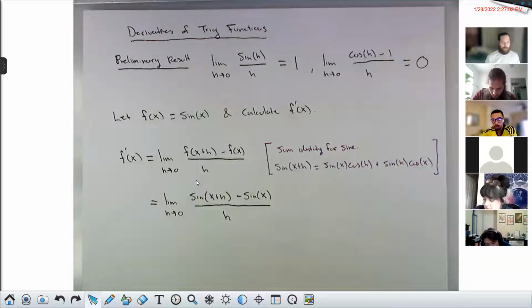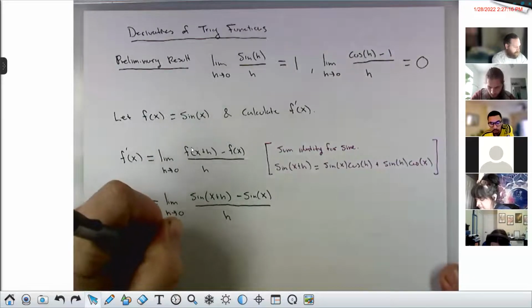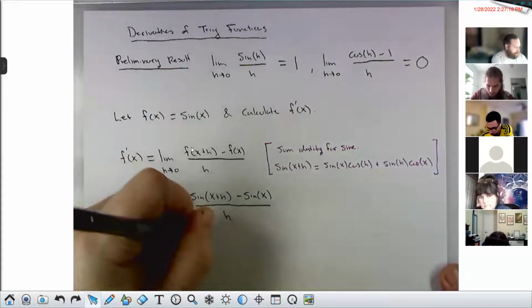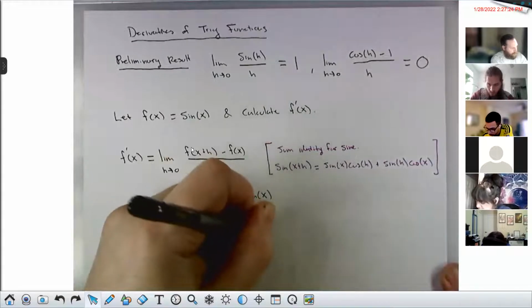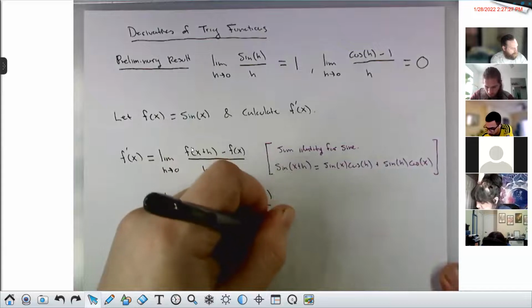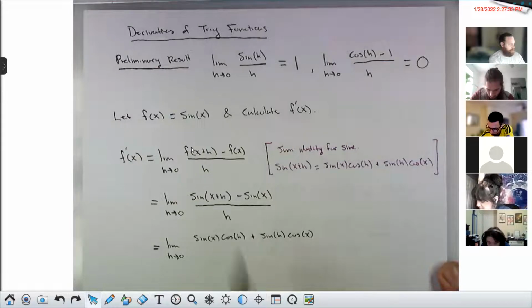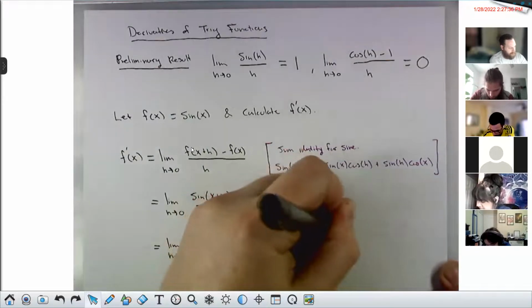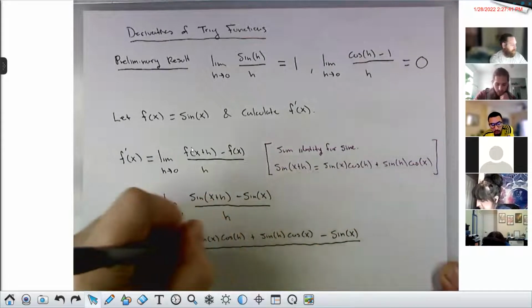So I take that identity from your trig class and I use it to expand the first part here. The result, thanks to Robbie, is the limit as h goes to 0 of sine x cos h plus sine h cos x. And then I still have my minus sine x. And everything is still divided by h.